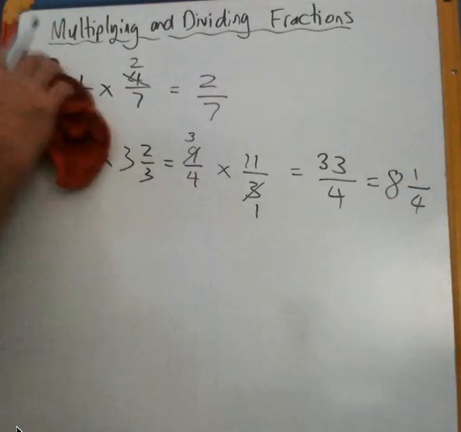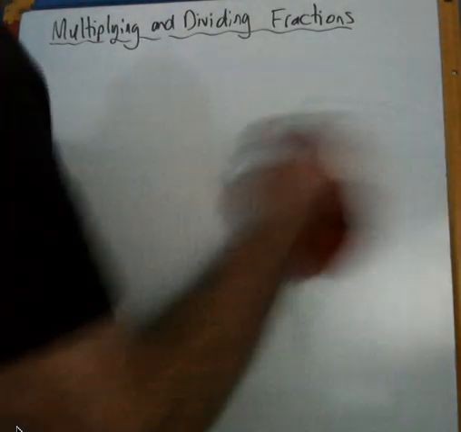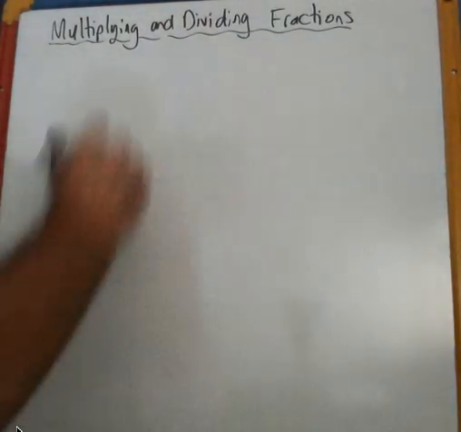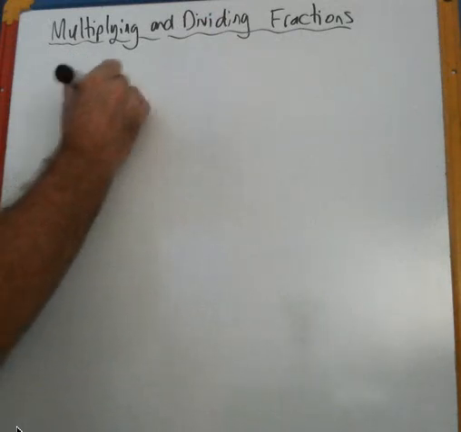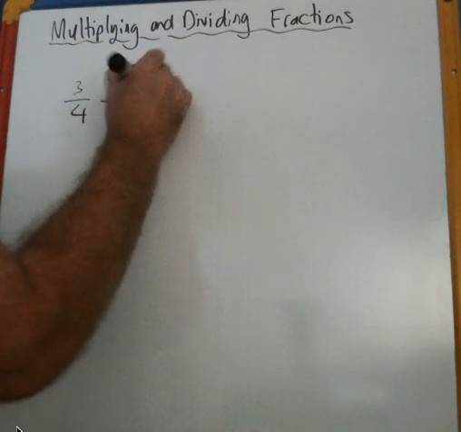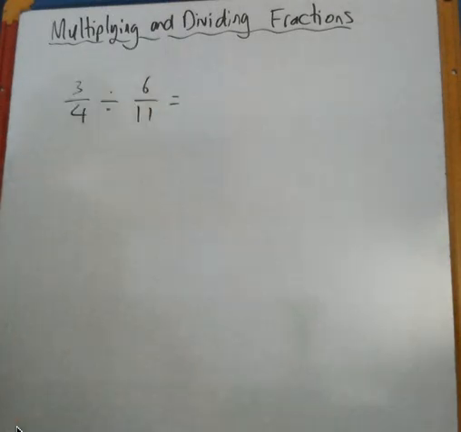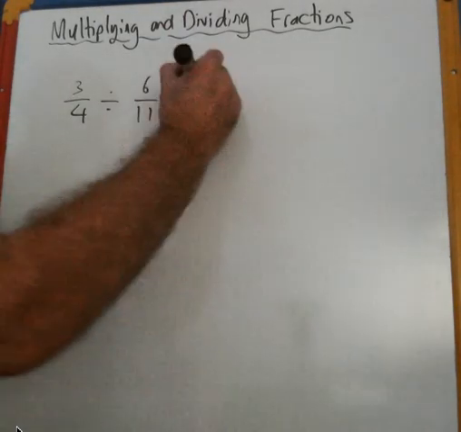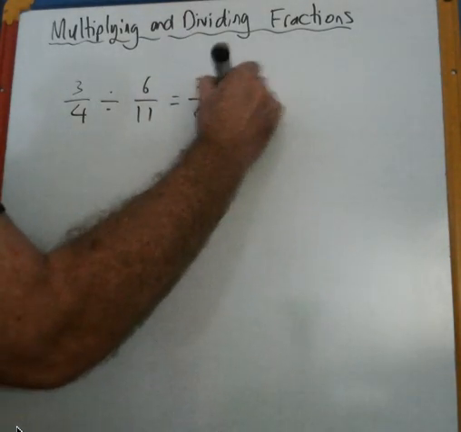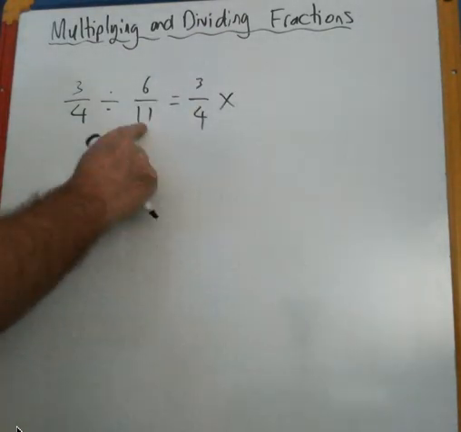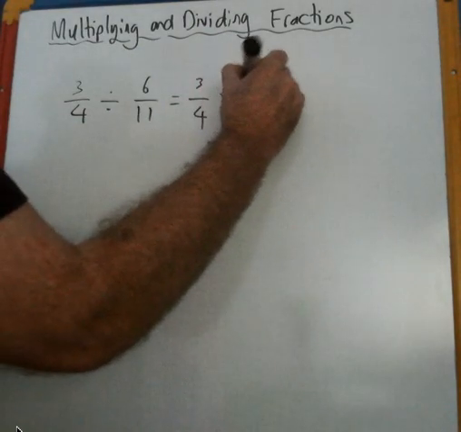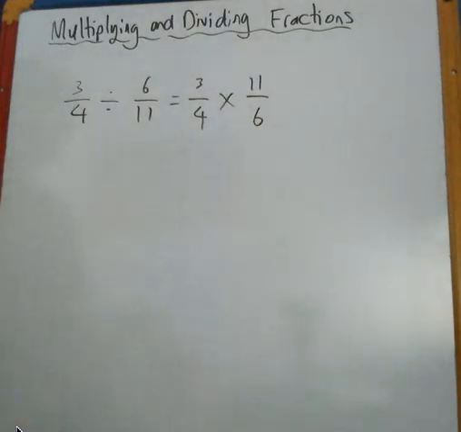So that's multiplying. Dividing is very similar, but with one extra step. Now we don't actually directly divide by a fraction. What we do is we turn the divide into a times and turn the second fraction upside down. Once we've done that, we can just do what we did before to multiply the two together.